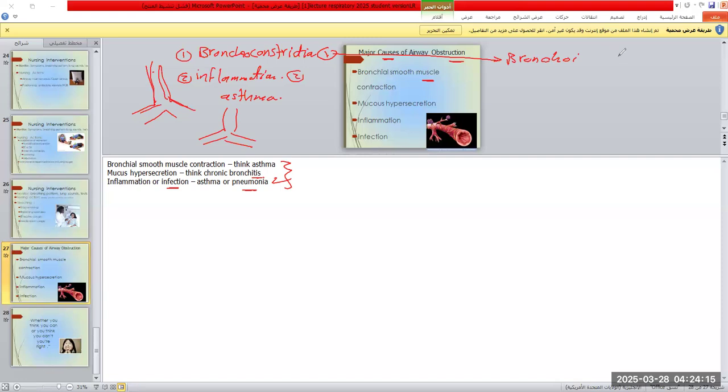Bronchodilators are drugs that relieve this bronchoconstriction. And for inflammation, we need to give anti-inflammatory drugs, like cortisone, okay? Cortisone or steroids or glucocorticoids.